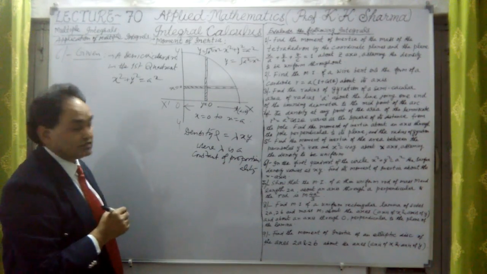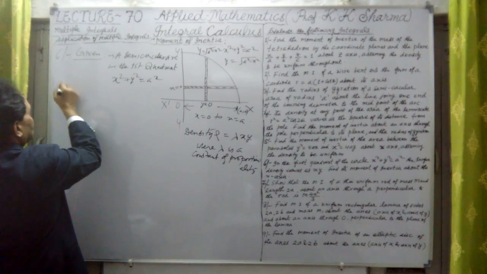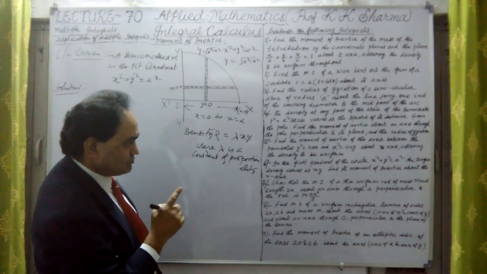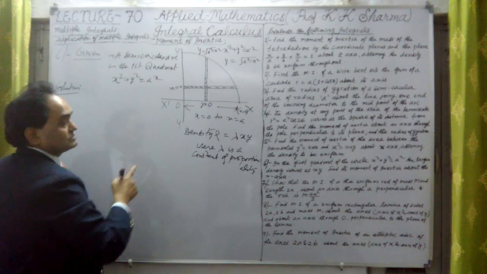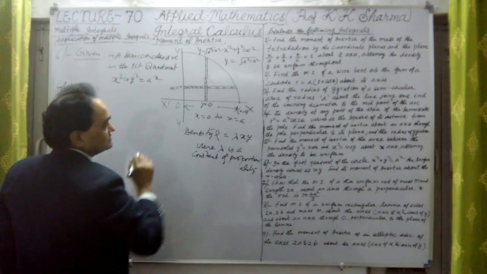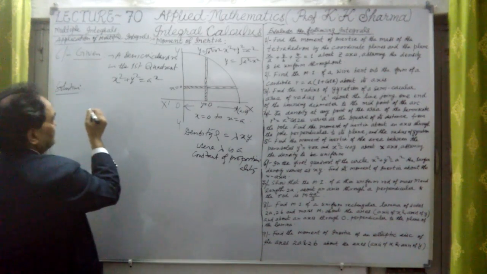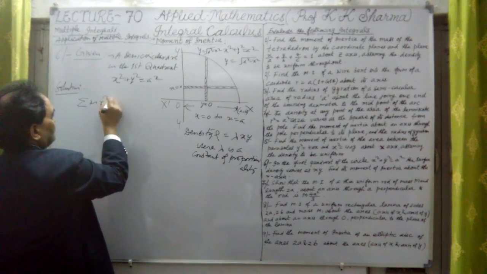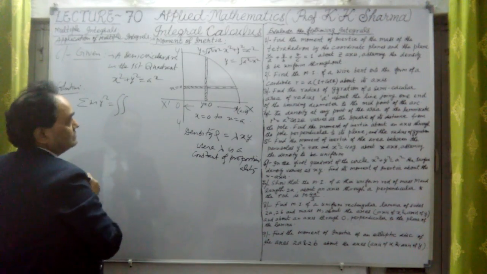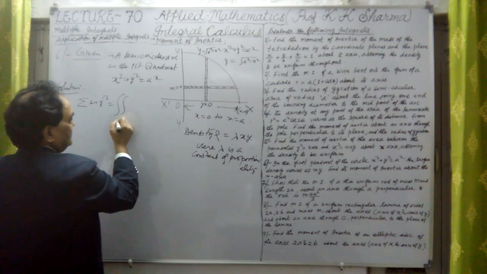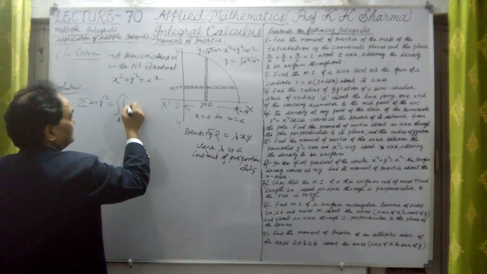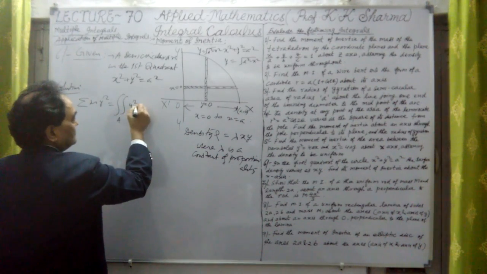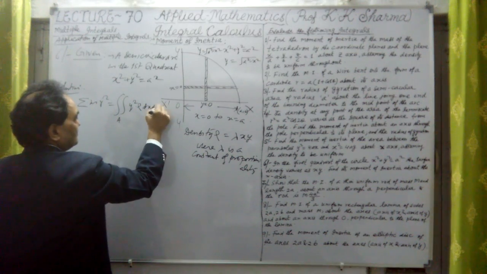Okay, now we have to find out the moment of inertia. Solution: in the first quadrant, find the moment of inertia about the x-axis. This is the x-axis here. About the x-axis, we know the moment of inertia equals sigma m r square, which is a double integral over the surface area. About the x-axis the distance is y, so it is y square into rho into dx dy.